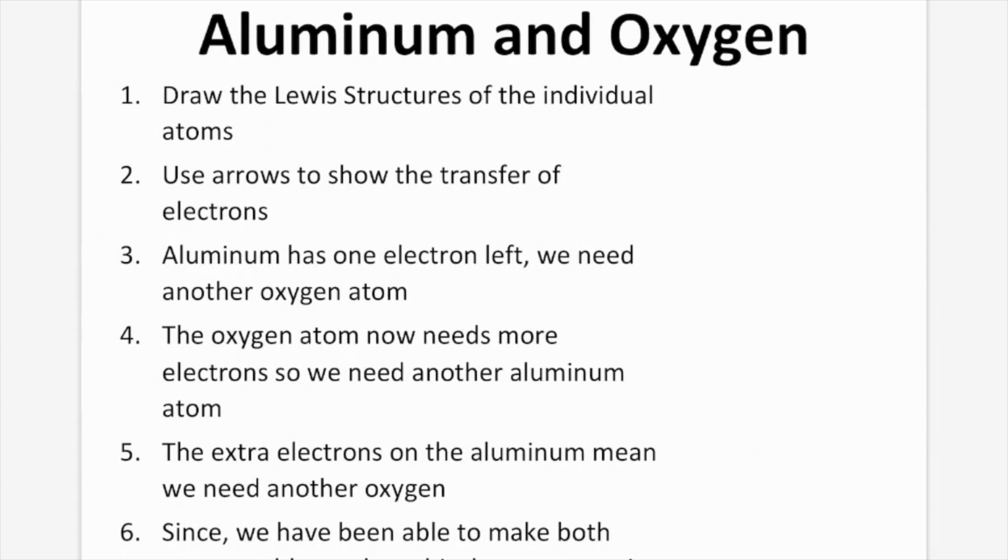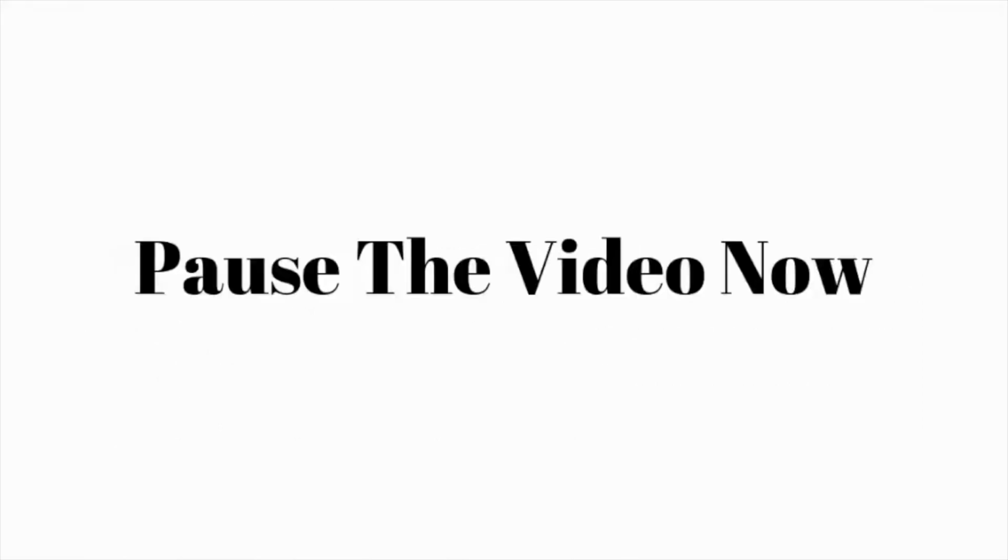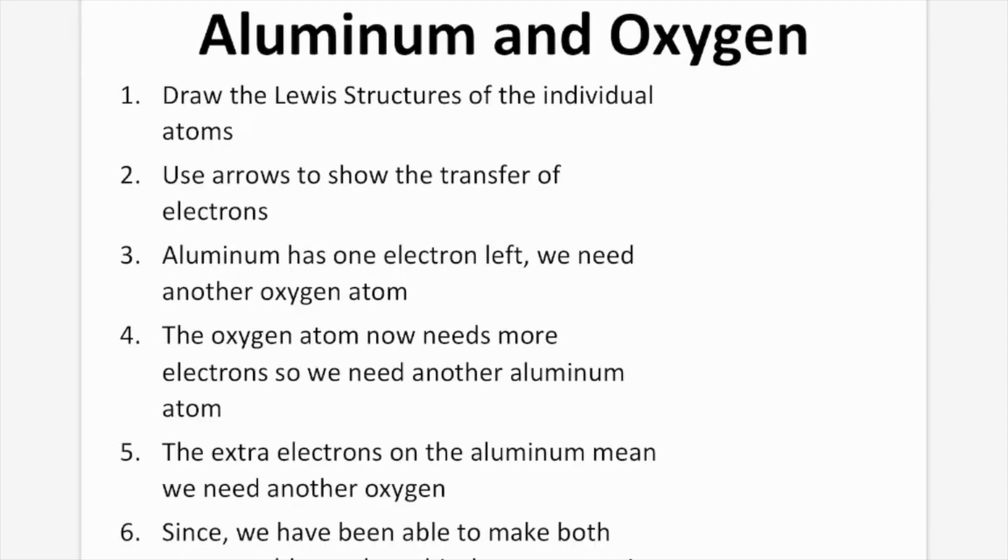So pause the video and try it for aluminum and oxygen. So first thing we need to do is draw the Lewis structure of the individual atoms. So once again, let's draw aluminum. Aluminum has 3 valence electrons. It's in the 3rd group on the periodic table, and oxygen once again has 6.